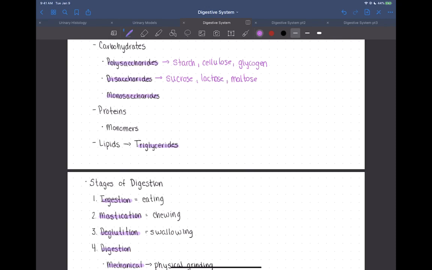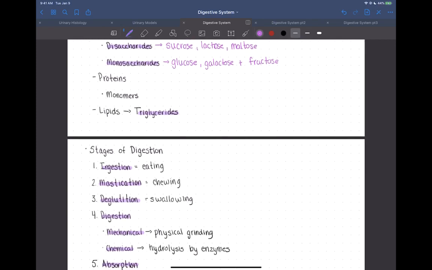So we want our carbohydrates to be in monosaccharide form in order to be absorbed. All right, and so the most common monosaccharide we are going to talk about is going to be glucose, but then there's also galactose and fructose. All right, so those are monosaccharides. All right, and so monosaccharides can be absorbed in the digestive system. All right, so then our next category of macromolecule is going to be proteins.